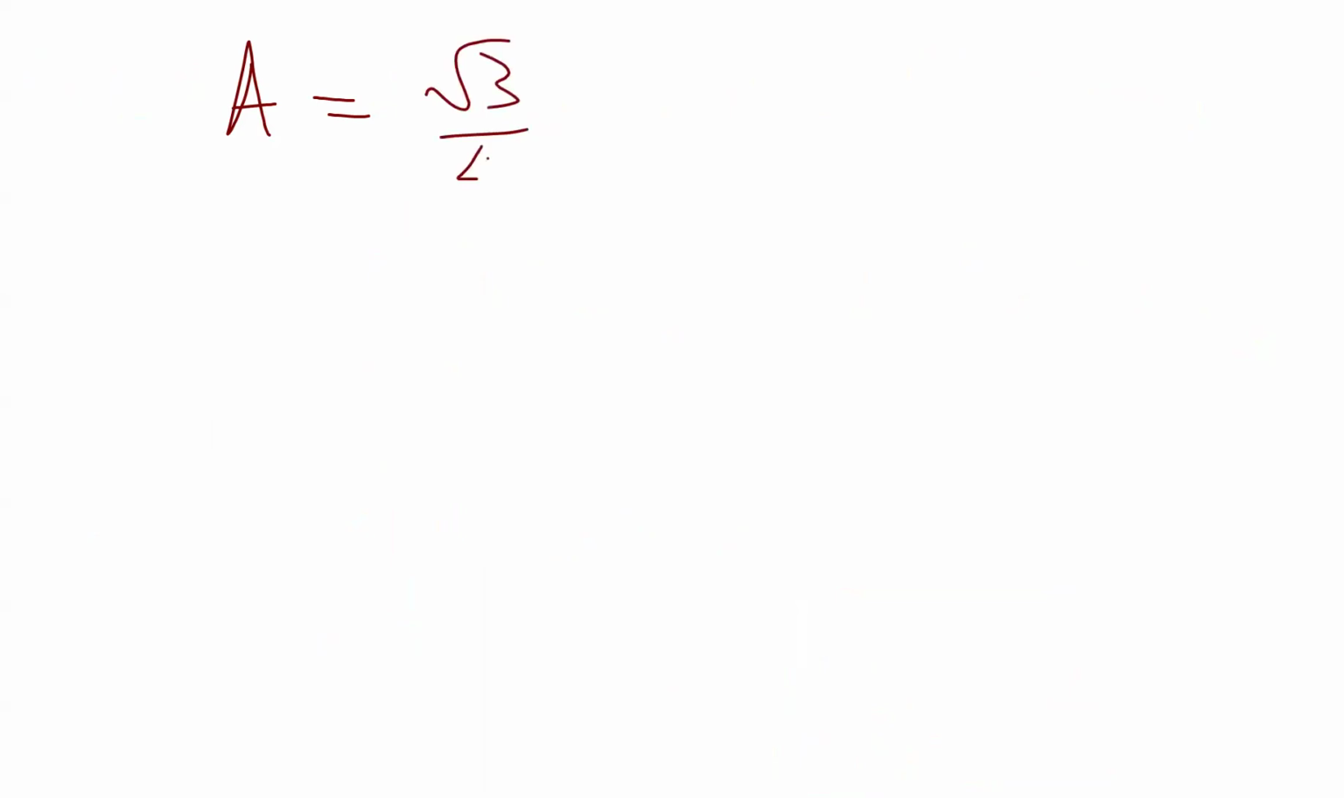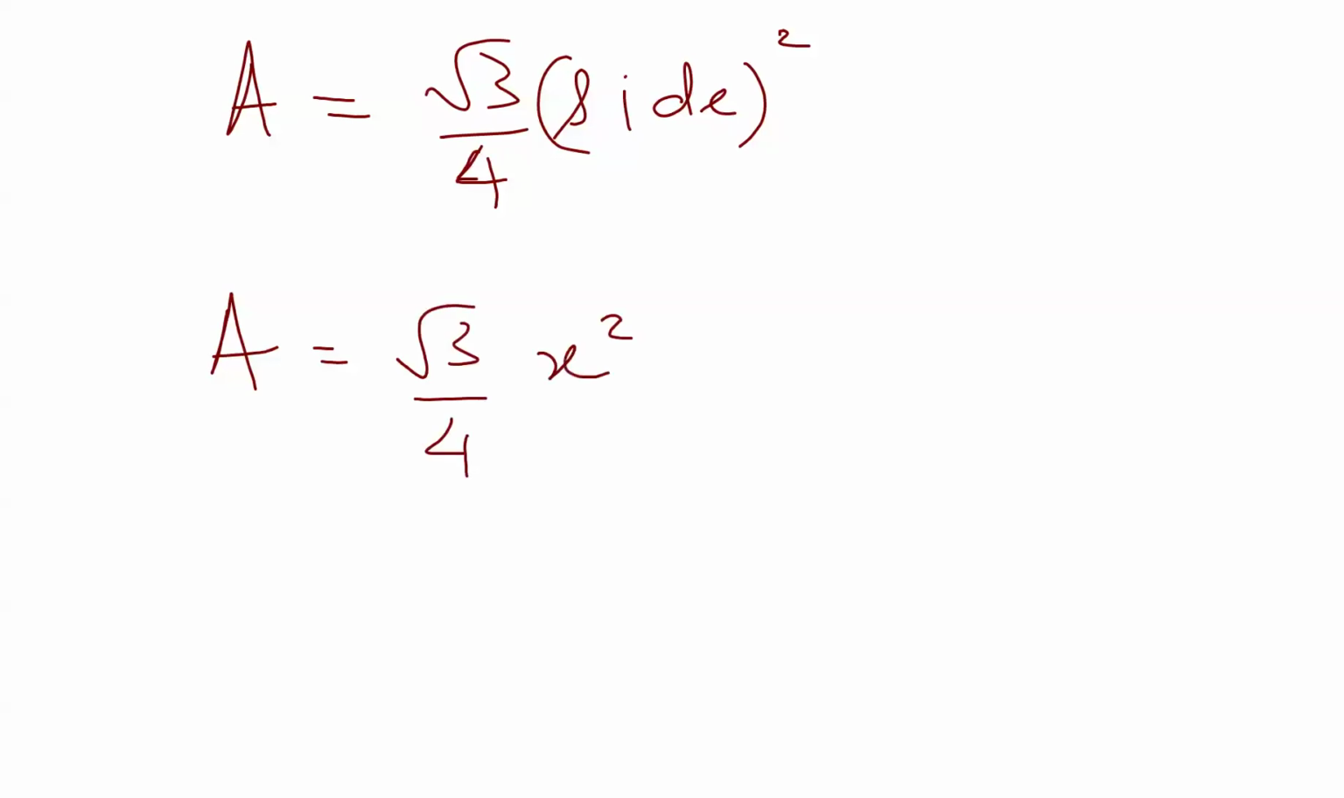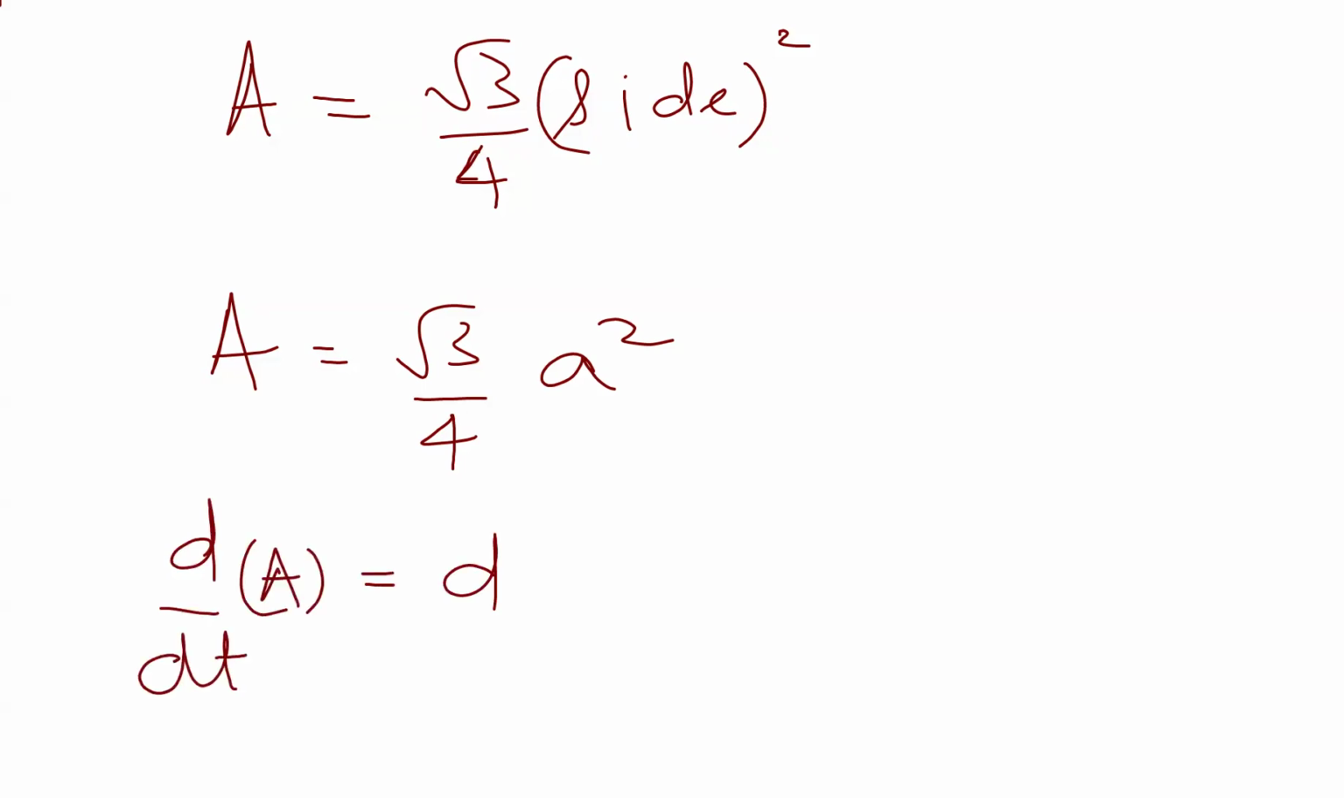Okay, root 3 by 4 side square. So A is equal to root 3 by 4 into A square, because the side is A, small a. Now the area changes, the area also increases because the side is increasing. So differentiating with respect to t on both the sides.